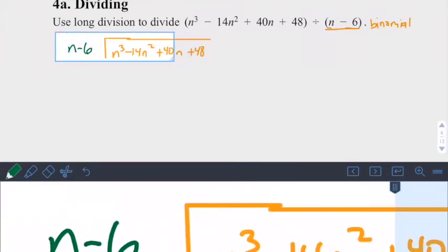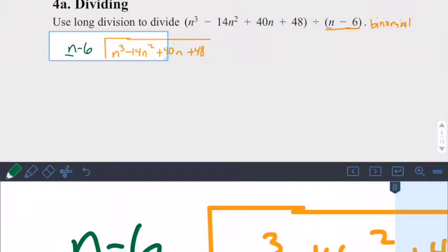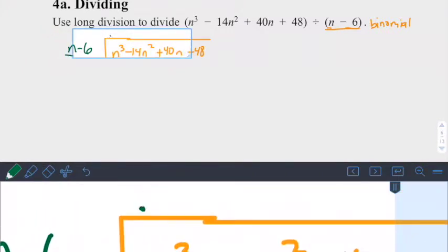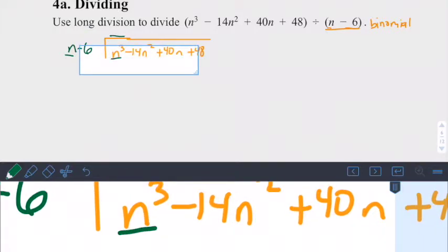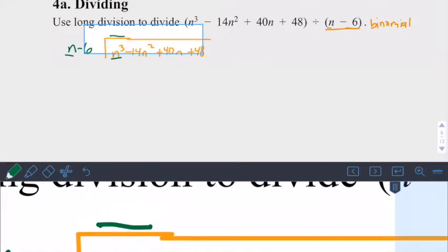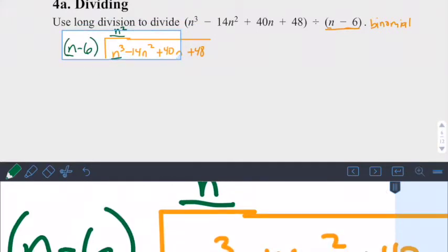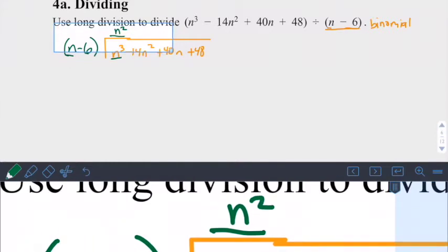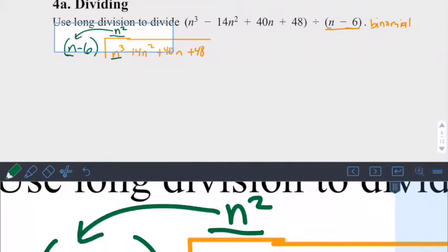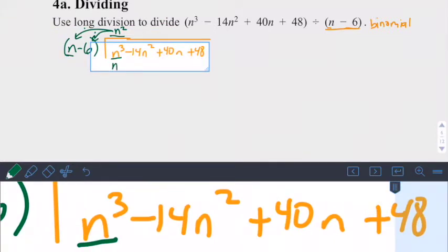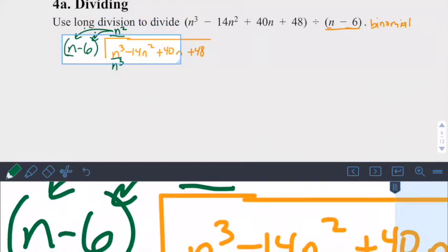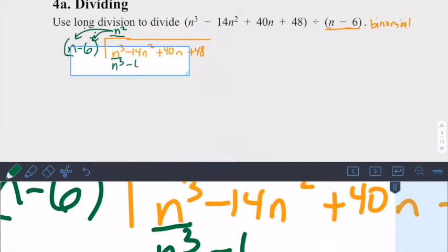So what we want to do is try to multiply this n by something up here to get n cubed. Well, this one's not that bad. We can just multiply n squared times n, and that will give us n cubed. But we have to multiply n squared by both terms. So n squared times n is n cubed, and then n squared times negative 6 is minus 6n squared.